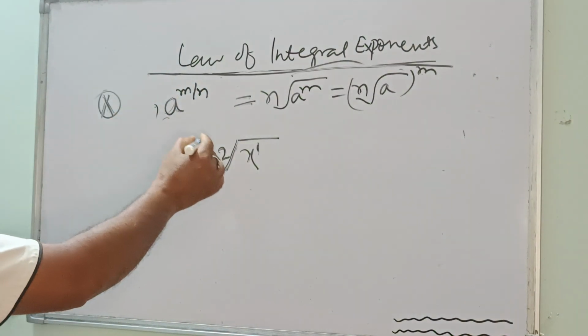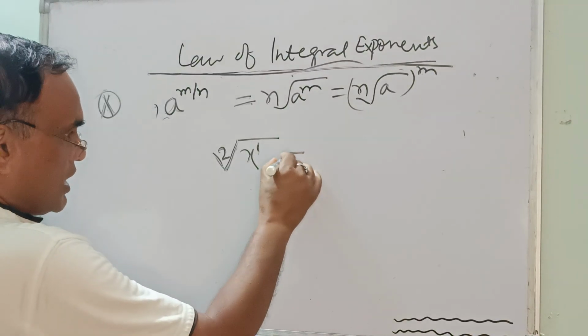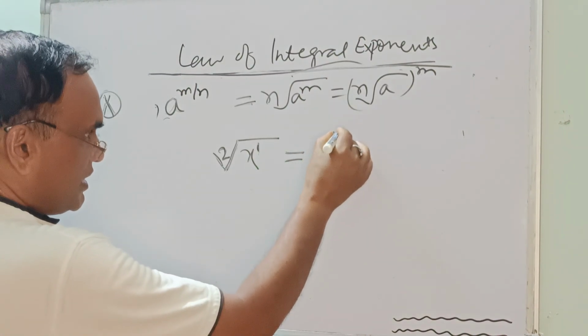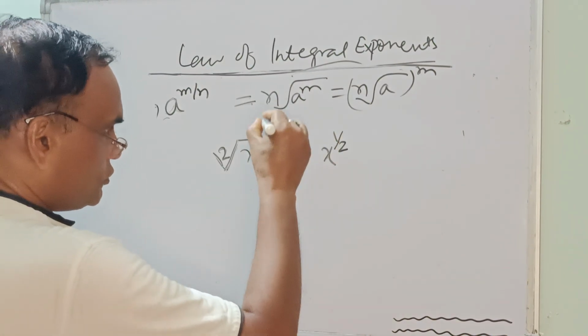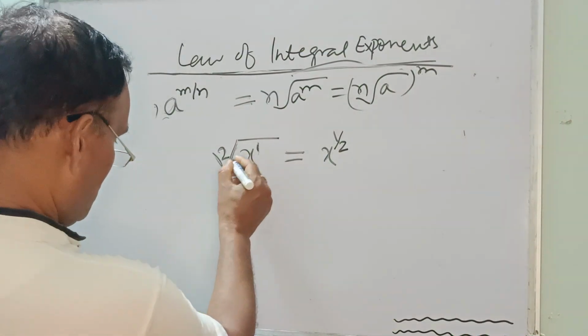I have told you this is a 2. Again here 1 power. So the answer you can write, gentlemen, is x to the power 1 upon 2, because 2 is present here and 1 is here.